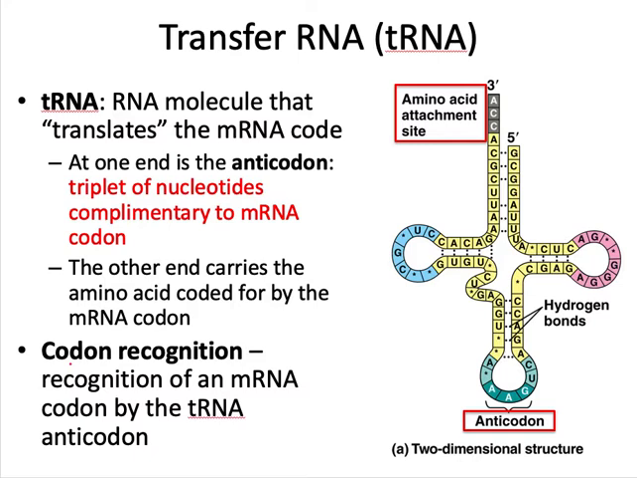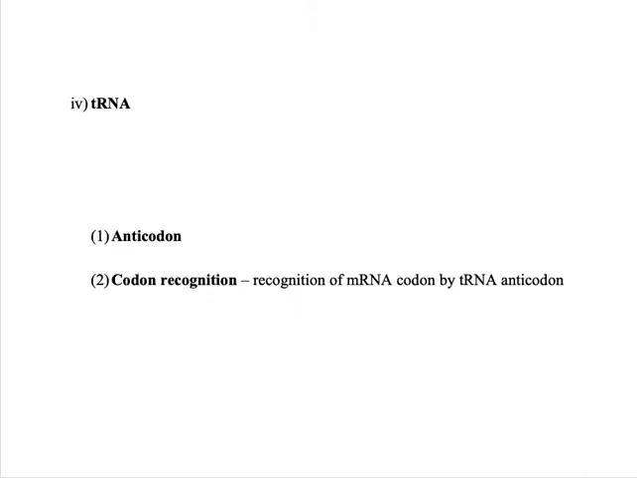Codon recognition refers to the recognition of the messenger RNA codon by this anticodon. Hydrogen bonds will form, or base pair, between the anticodon and the codon. All right, so we'll draw that out here. I like to draw my tRNA molecules as stick figures. And so that tRNA that was just on the previous slide, right?